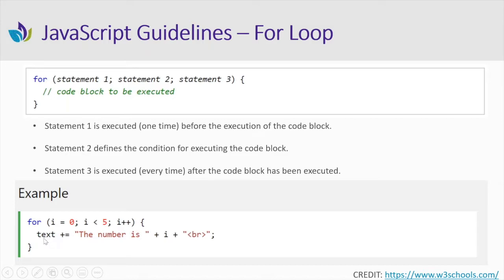And then every time, whatever code is contained within the for loop is going to be executed. So this is going to type out the number is 0, the number is 1, the number is 2 on different lines.